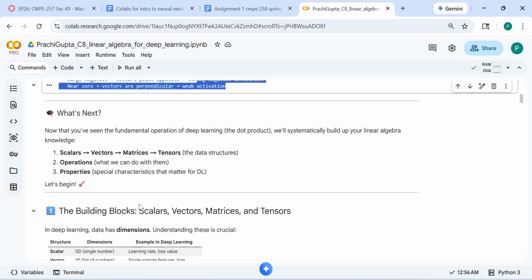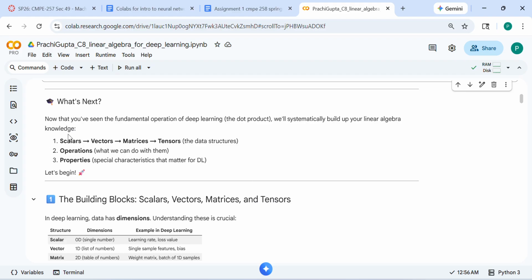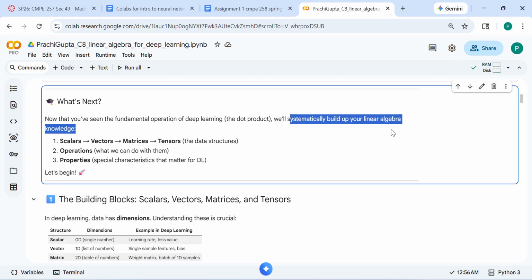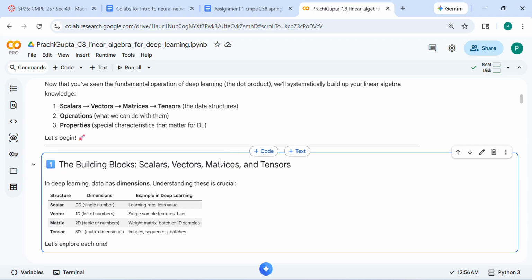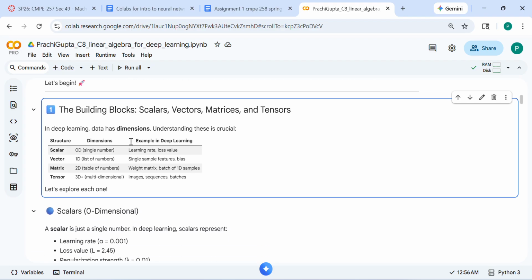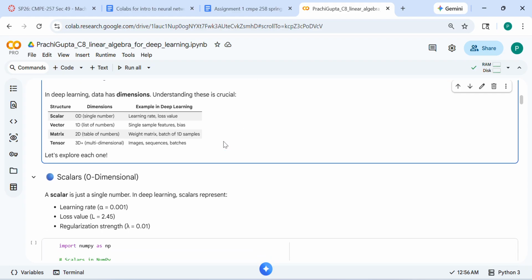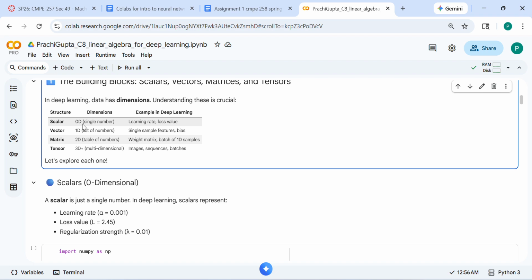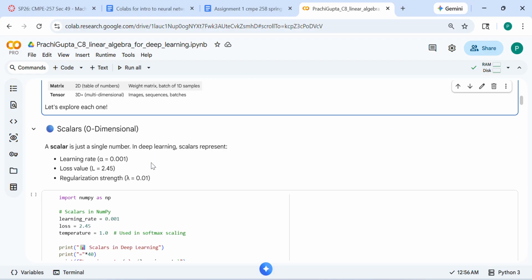So what is next we are going to see? We are going to see the fundamental operations of deep learning. We will now systematically build up linear algebra knowledge like scalars, vectors, matrices, and tensors, and then the operations and their properties, what we can do on them and what their special characteristics are in deep learning. These are the building blocks. So we have scalar, a single number; vector, a list of numbers; matrix, a table of numbers; tensors, multidimensional, from 0D to 1D, 2D, 3D. So let's start with the scalar.